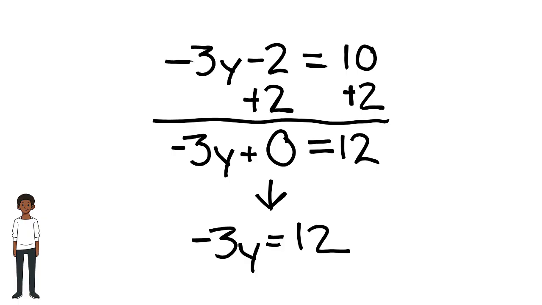Lay out your work vertically. Add 2 to the left side and add 2 to the right side. Adding down in columns. Negative 3y carries down. Negative 2 plus 2 cancels out to 0. On the right side, 10 plus 2 equals 12. We are left with negative 3y equals 12.